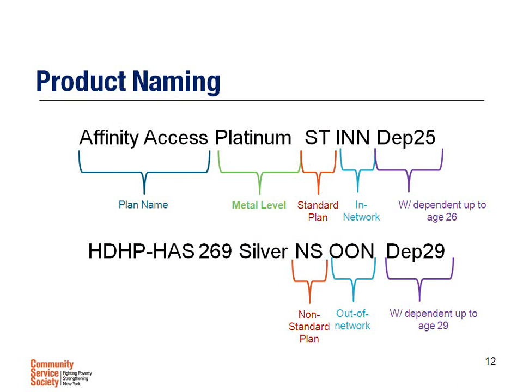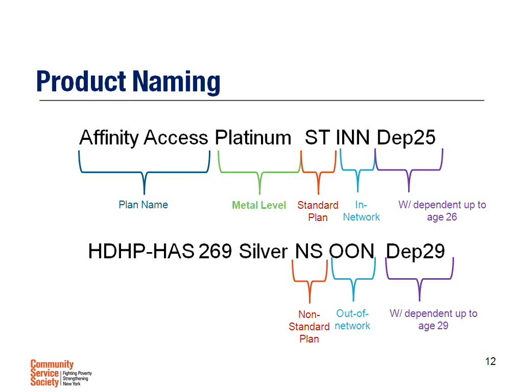For example, if you look at the top, Affinity Access Platinum Standard in Network or INN Dependent 25, you know that it's the plan name. That's pretty self-evident, right? Then the metal level is also pretty self-evident. Then the ST, you just have to remember it's standard plan, and the INN is in network, and Dependent 25 means that plan offers dependent coverage. One of the things I was a little thrown off by was that they said dependent 25 when in fact it's meant to say that it includes dependents up until age 26, right? So just keep that in mind.